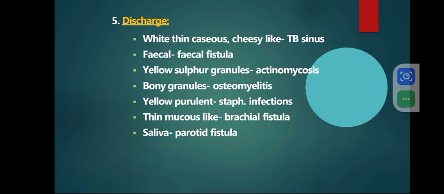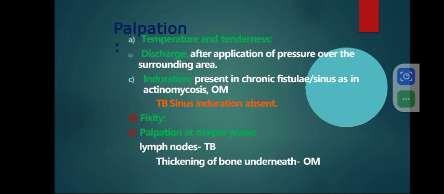Saliva, parotid fistula. Palpation: temperature and tenderness. Discharge after application of pressure over the surrounding area. Induration is present in chronic fistula sinus as in actinomyces. In TB sinus, induration is absent. Fixity, palpation at deeper plane: lymph node TB, thickening of bone underneath.